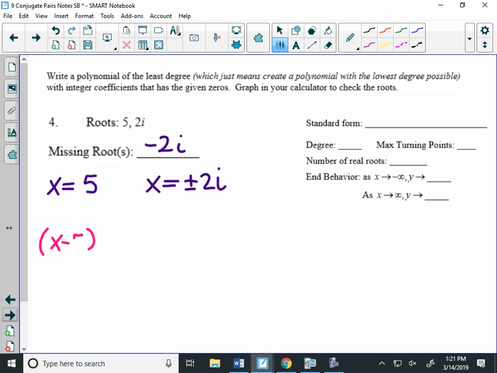You did that on your quiz today. Now let me make sure you understand how we got there. Technically, what you did is you subtracted 5 from both sides, and you got x minus 5 equals 0. That's how you got that factor.